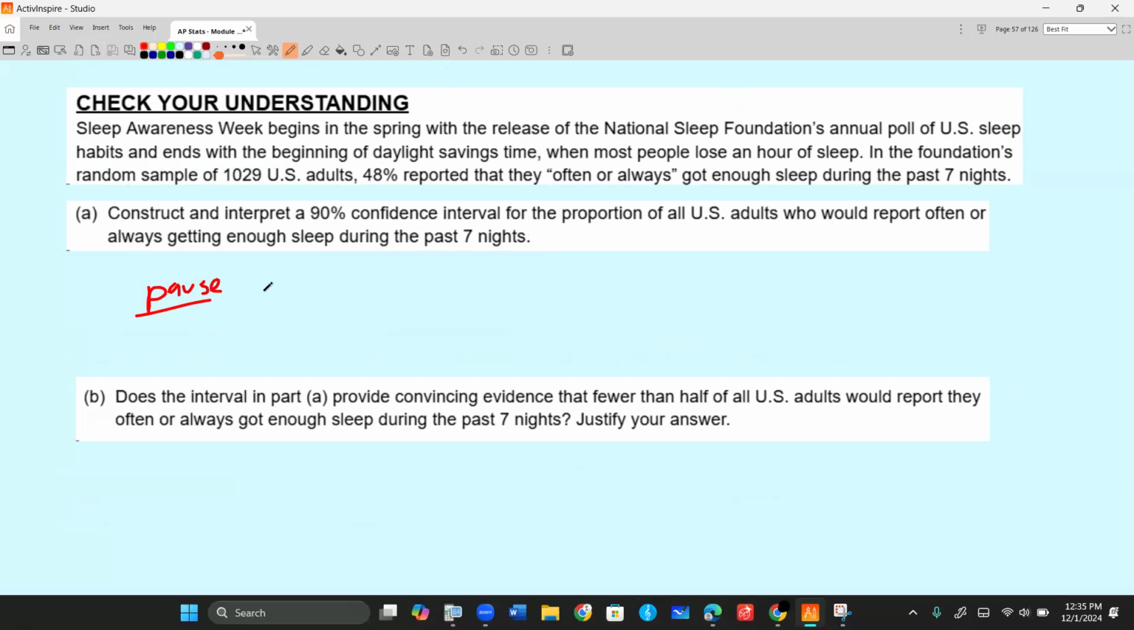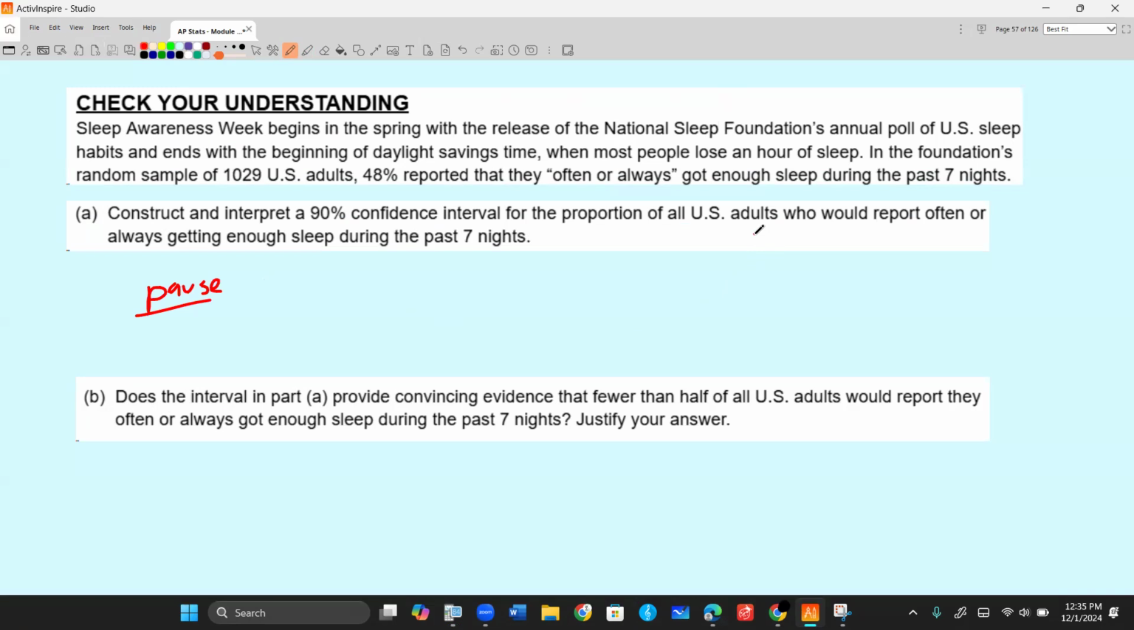Sleep Awareness Week begins in the spring with the release of the National Sleep Foundation's annual poll of U.S. sleep habits and ends with the beginning of daylight savings time, when most people lose an hour of sleep. In the foundation's random sample of 1,029 U.S. adults, 48% reported that they often or always got enough sleep during the past 7 nights. Part A says construct and interpret a 90% confidence interval for the proportion of all U.S. adults who would report often or always getting enough sleep during the past 7 nights.